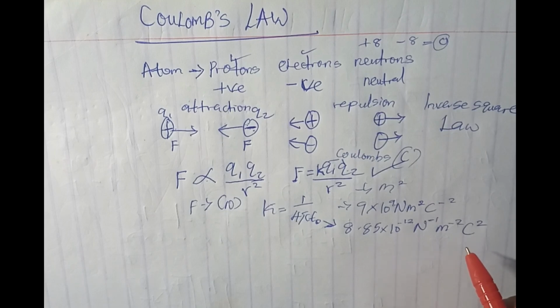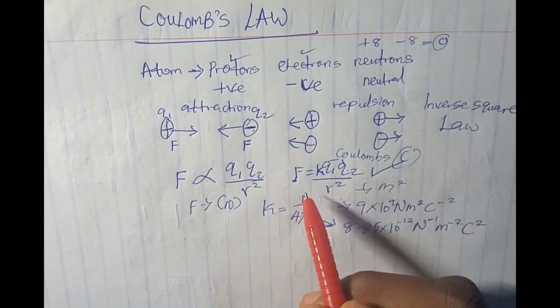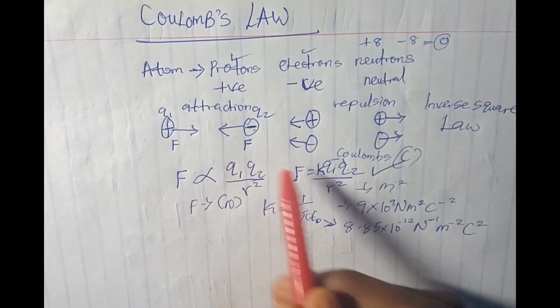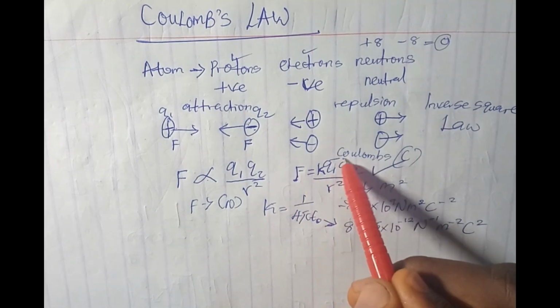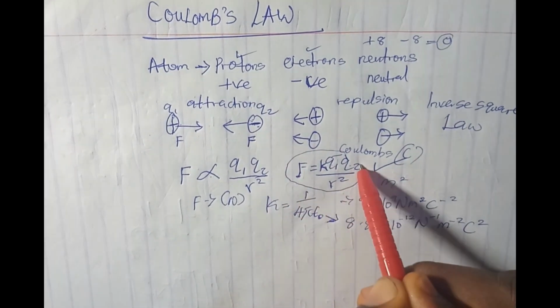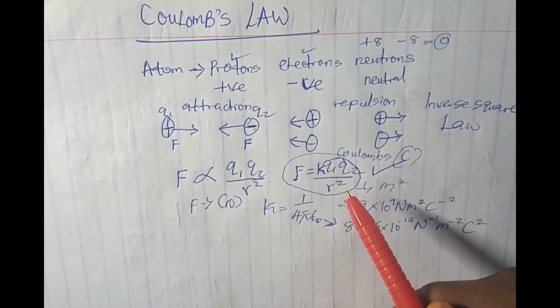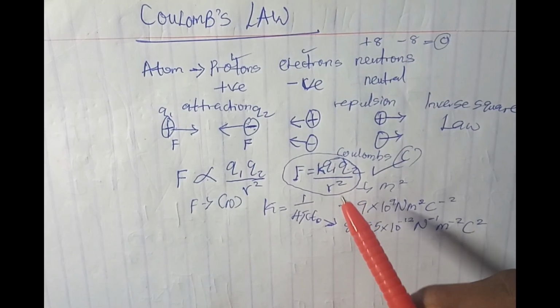Is that clear? So I guess I'm stopping here. By now, you should have understood what Coulomb's law is actually talking about. That the force of attraction or repulsion between two point charges is directly proportional to the product of the charges and inversely proportional to the square of their mean distance apart. Does it make sense? So in my next videos, I'll bring out some questions. I will look at how to calculate them.